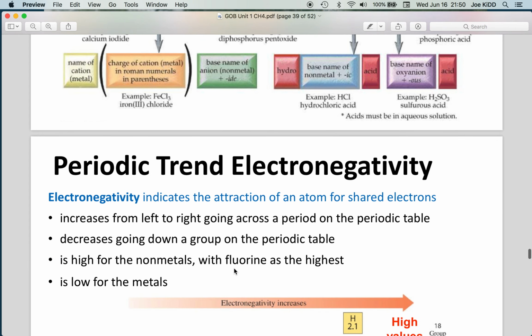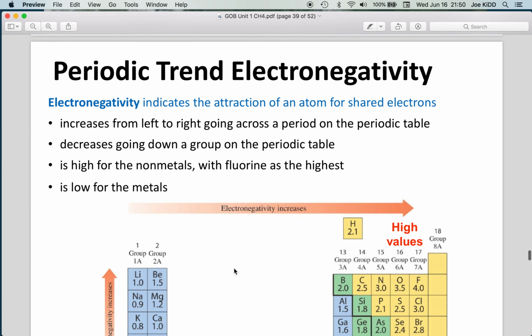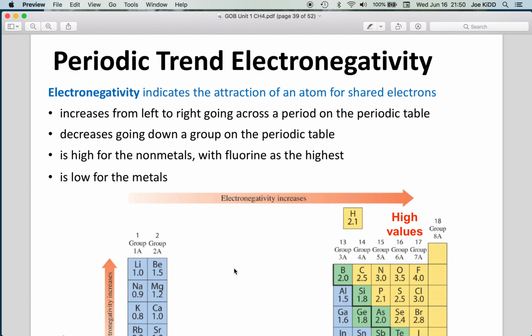The last topic that we're going to talk about for chapter 4 is some periodic trends. So we know that the periodic table is a very, very powerful tool for us in terms of telling us so much information without having to write it all out. We can utilize the table. So we're going to start talking about some trends that we also see within the periodic table.